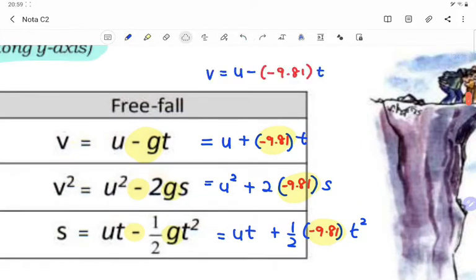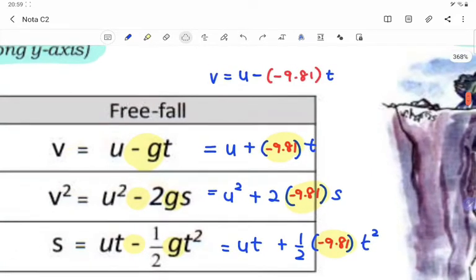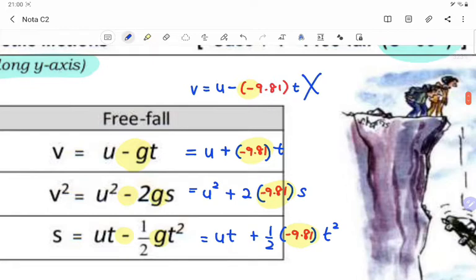Dan jangan tulis macam ni, v sama dengan u minus, lepas tu awak tulis lagi minus 9.81t. So equation ni dah salah lah, sebab kita dah hilang sign negatif yang menunjukkan pergerakan ke bawah. So this one is wrong. Simbol negatif hanya ada satu sahaja.